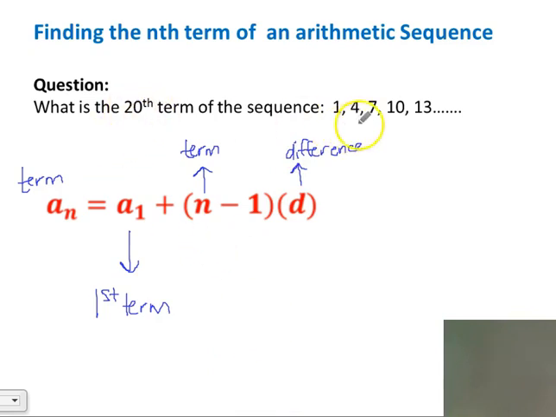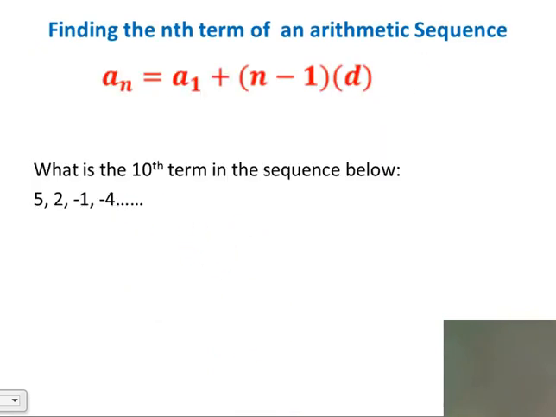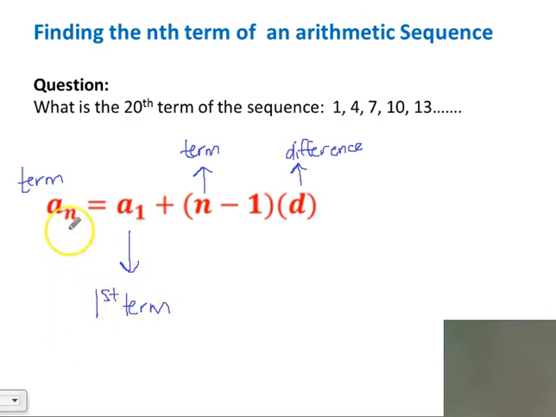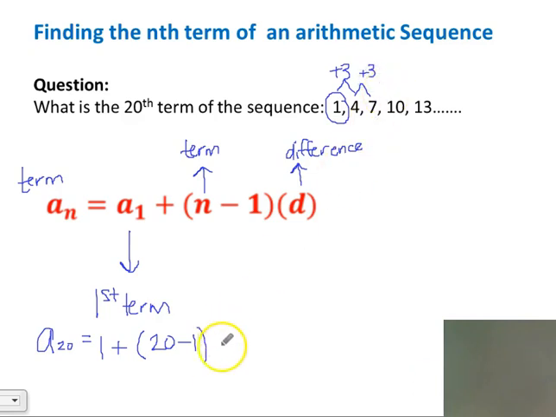So let's find the 20th term. We want to find the 20th term, so n is going to be 20. So A20, the 20th term, is going to be equal to the first term, which is 1, plus, since we want the 20th term, our n is 20, minus 1, times the difference. Well, again, to go from 1 to 4, we went up by 3. From 4 to 7, we went up 3. So we went up 3 each time, so our difference is 3.